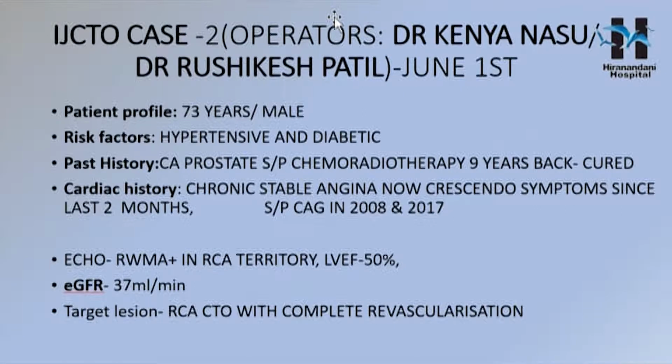He underwent an angiography in 2008, which at that time was suggestive of RCA total and LAD 30 to 50% lesion, and L6 being non-dominant, having critical disease. In 2017, he again underwent angiography, which revealed more or less a similar picture with slight progression of LAD disease. On 2D echo, his LV function is fair. The estimated GFR is 37 ml, and our plan is IVCTO with complete revascularization.